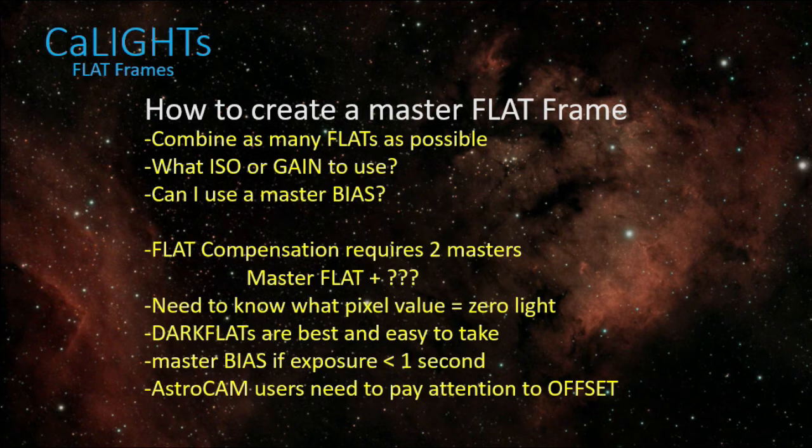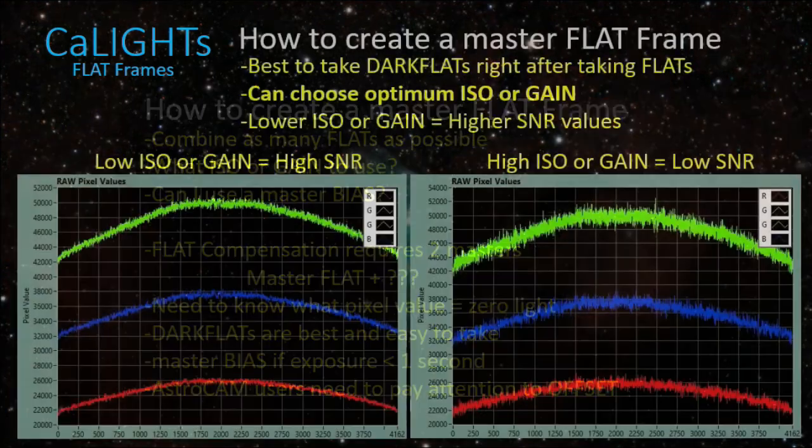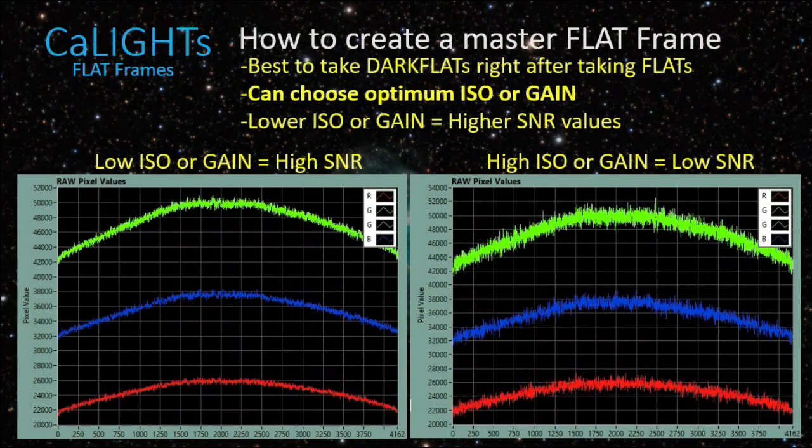possible. If the exposure time of your flat frames is short, typically less than 1 second, then substituting a master bias in place of a master dark flat should work well. Just ensure that the camera ISO or gain is the same. Astrocam users will need to ensure that the offset value is also the same. When I take my flat frames, I also take dark flats immediately afterwards. This gives me the freedom to take my flat and dark flat frames at whatever ISO or gain that I please. Taking flats and dark flats this way makes this process a no-brainer.